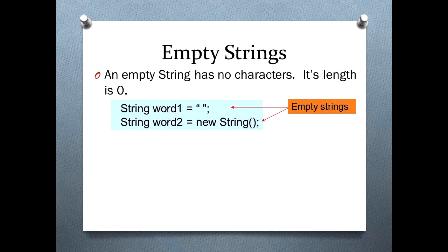Now empty strings. The word empty itself indicates that nothing is there in the string. An empty string has no characters. Its length will always show as 0. You can see the example there. String word 1, in the double quotes, if you don't write anything, that is called an empty string. Or string word 2 is equal to new string. In the brackets, if you don't write anything, then that is an empty string.